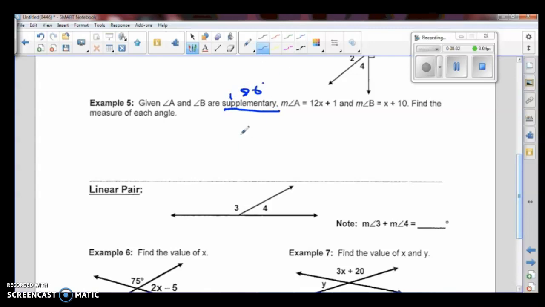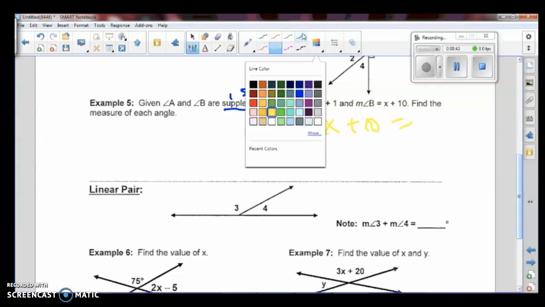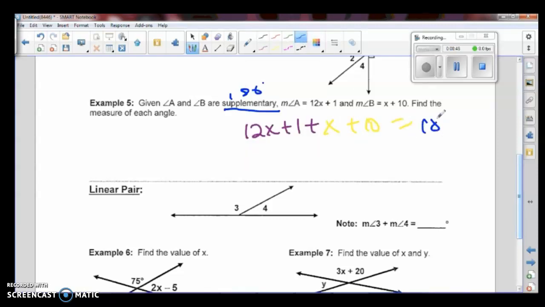So let's try another example. 12x plus 1 plus x plus 10 equals 180. So this is sort of like the example that we just did with complementary angles, but this time we're using 180 as our sum.